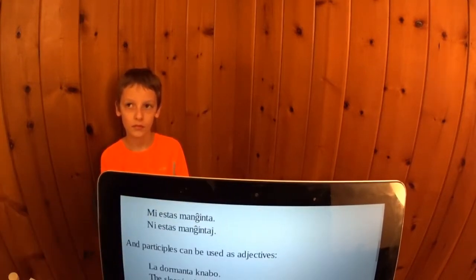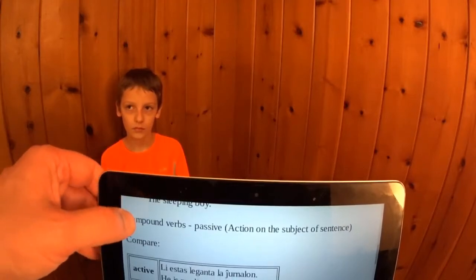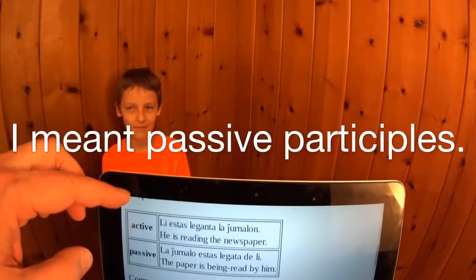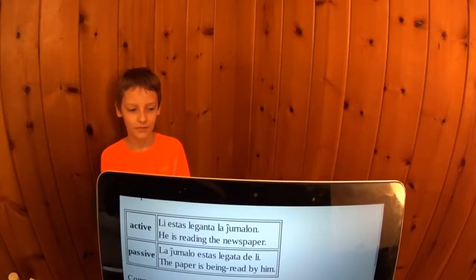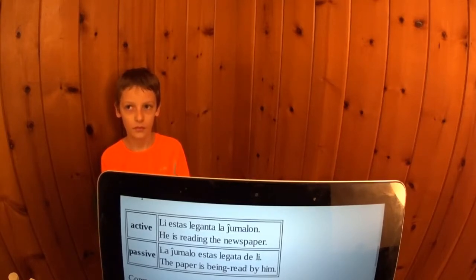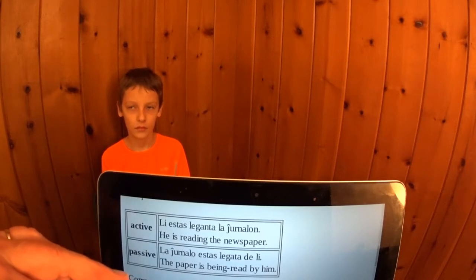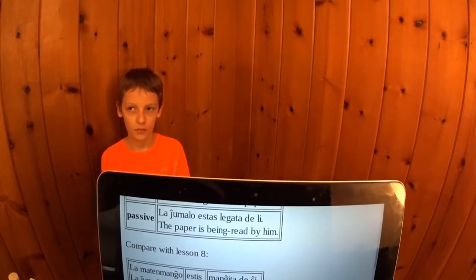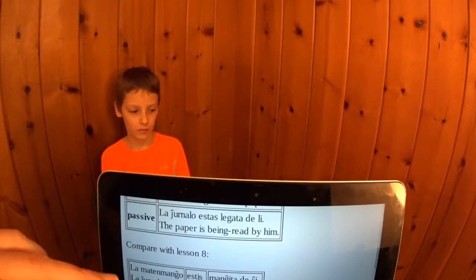We talked about how participles can take the J endings and how they can also be used as adjectives, as in la dormanta knabo. What does that mean? The sleeping boy. Good job, Logan. And here's another thing, I don't think we've talked about past participles, so this is new. Li estas leganta la ĵurnalon. That means he's in a state of now reading the newspaper. But if you want to say it passive, you can say la ĵurnalo estas legata de li. So changing the anta to ata means something's happening to the newspaper. So legata means being read. All right.